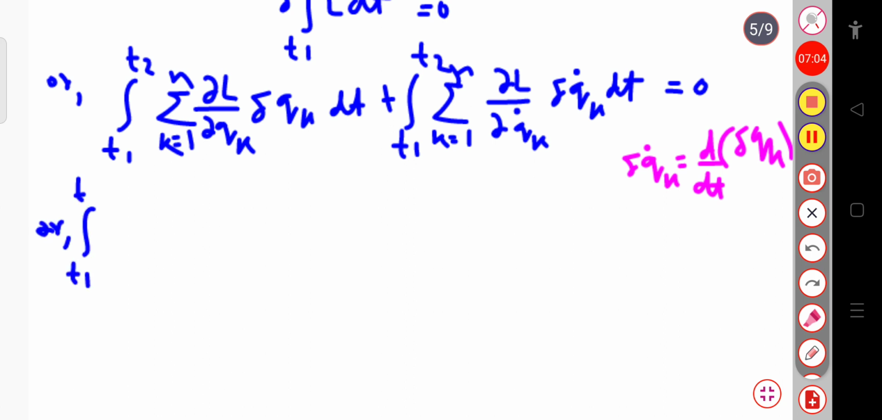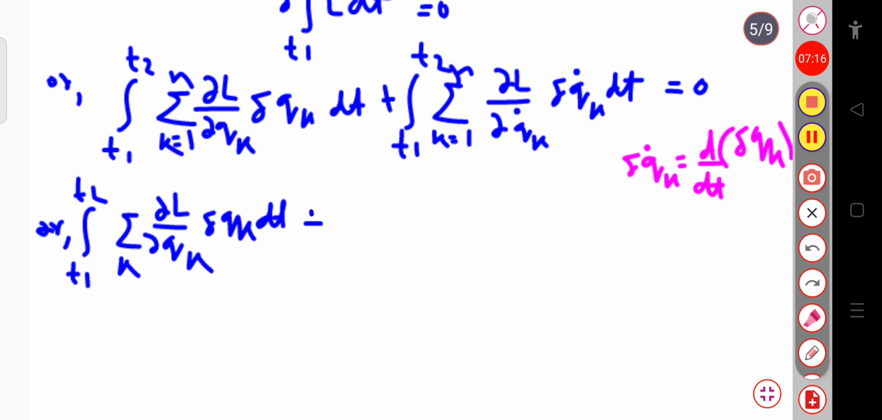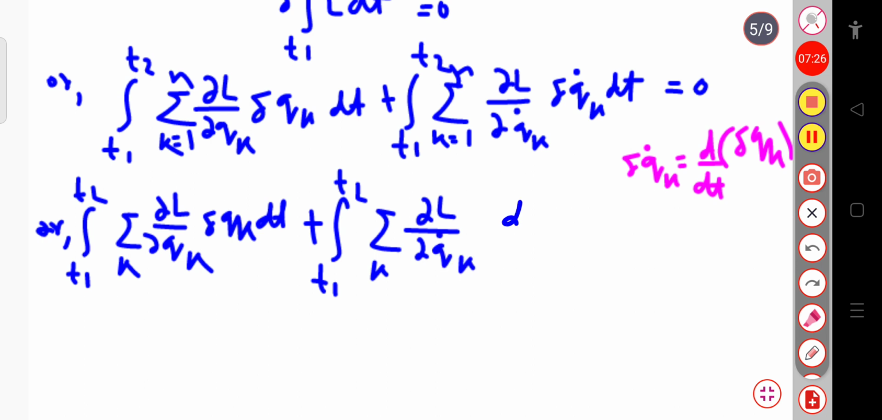So we can write integration over t1 to t2, sum over k, k equal to 1 to n, dou L by dou qk into delta qk dt, plus integration over t1 to t2, sum over k, del L by del qk dot, and in place of delta qk dot I will simply write d by dt of delta qk, and here the dt term is present, and that is equal to 0.